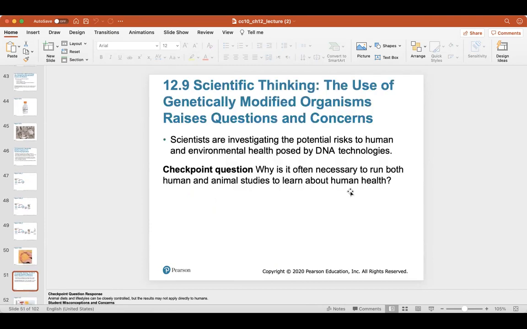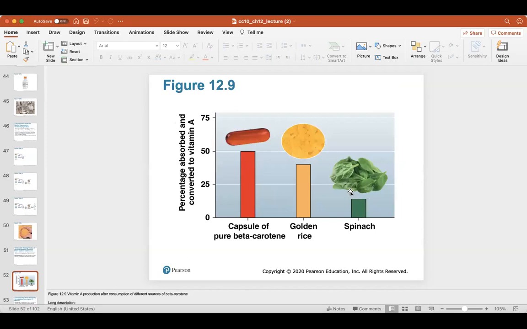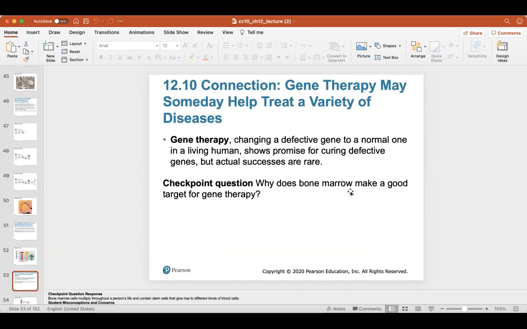Scientists are also investigating the potential risks to human and environmental health posed by DNA technologies. Why is it often necessary to run both human and animal studies to learn about human health? The animal studies give us a good comparison of what could happen to humans. For example, here's the percentage absorbed and converted to vitamin A in a capsule of pure beta carotene, golden rice, and spinach. So these are genetically modified organisms to help carry more vitamins.